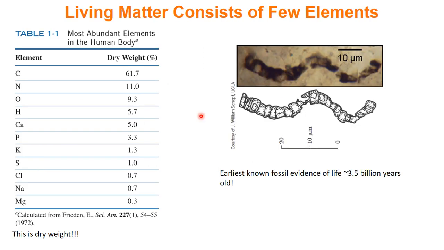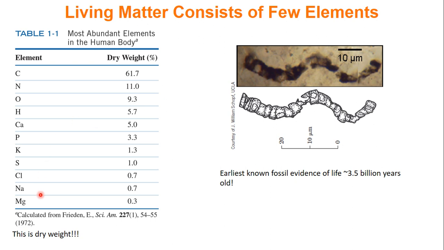All right, so let's just look at the elements that make up living systems. Now, unlike general chemistry or organic chemistry, in biochemistry, we really limit the periodic table. If you take a look, you can see that in dry weight, carbon is the most abundant. 61% of the weight of organisms is due to carbon. So in biochemistry, we really focus on carbon chemistry. The next two most abundant elements are nitrogen and oxygen, which again are very important when it comes to chemistry.